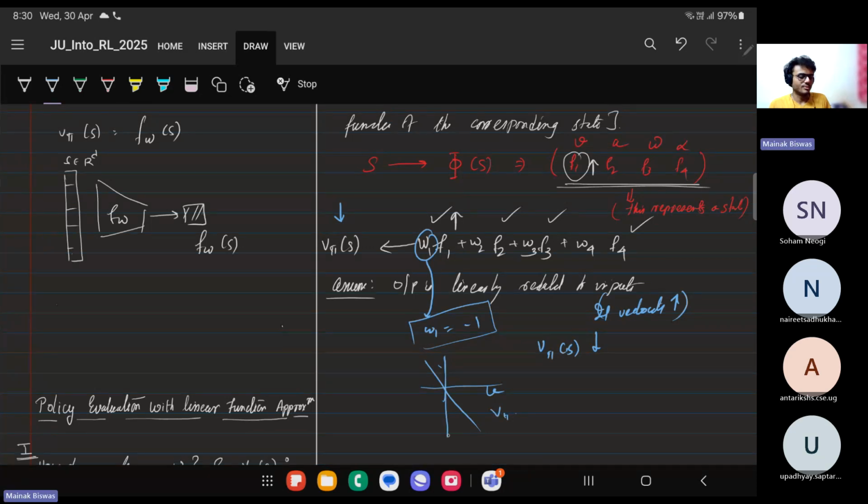Could we just see this as the row space? I'm just asking. Could we see this as the row space as well? We will see. Correct. That's how we'll see it.